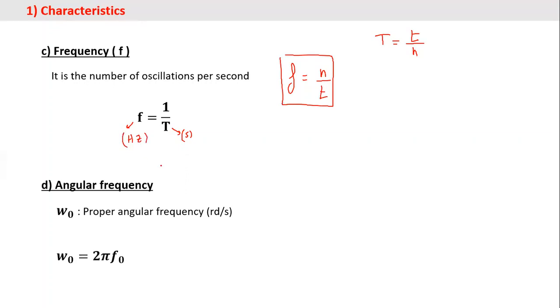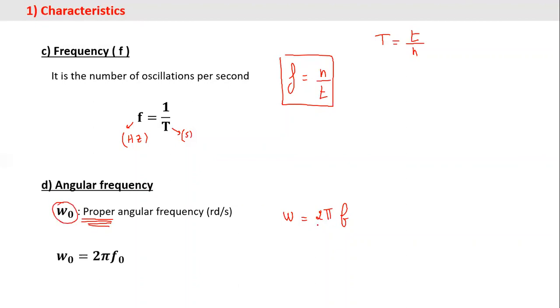Now, in the case of a mechanical oscillation, we will also have what we call the angular frequency. The relation between the angular frequency and the frequency is given by omega, or we can say W, is equal to 2 pi times the frequency. We can name it proper angular frequency, since it's proper to the oscillator, and it will depend on the characteristics of the spring and the mass. So we'll see this in the next video.